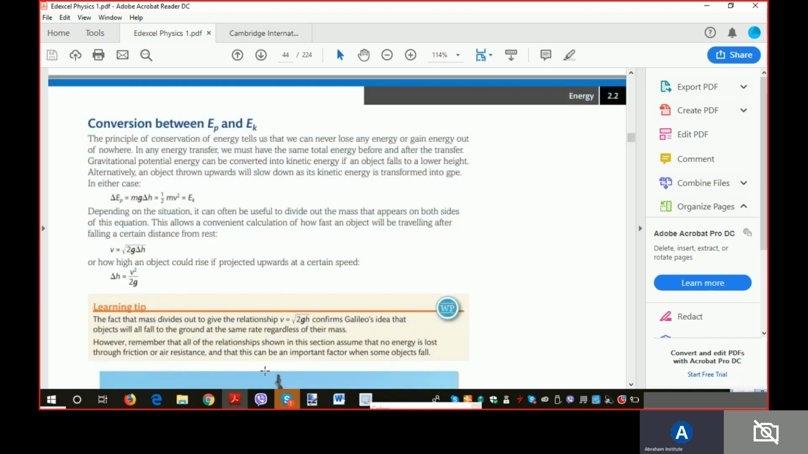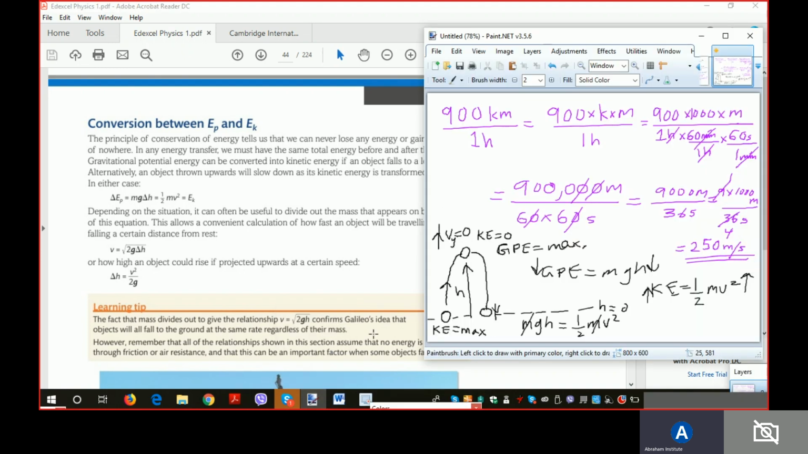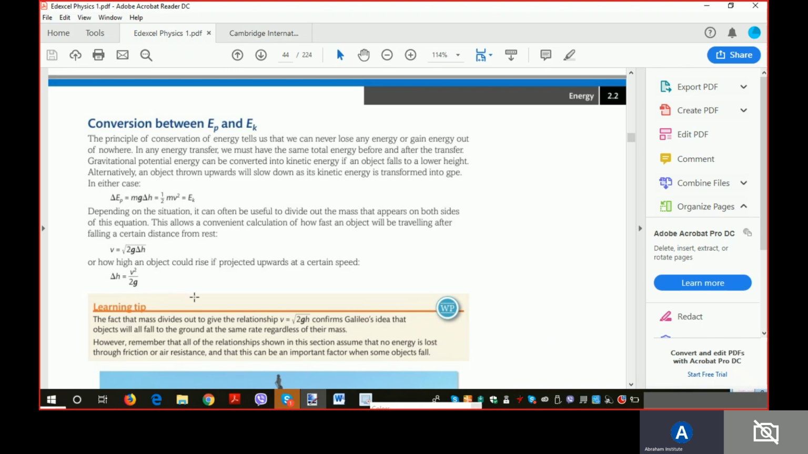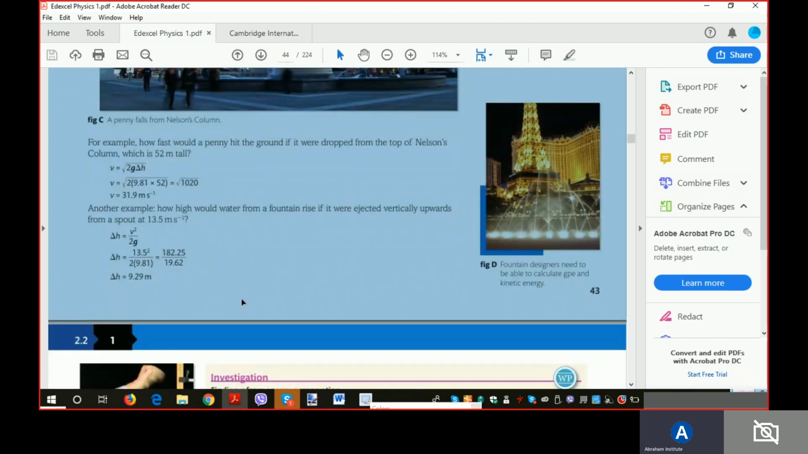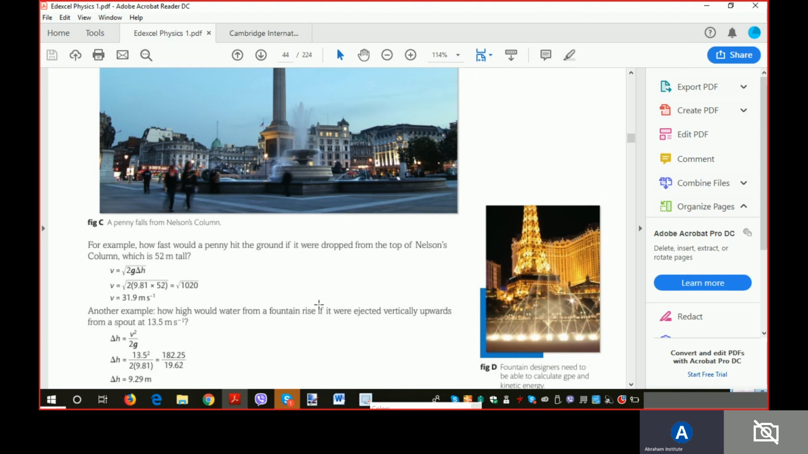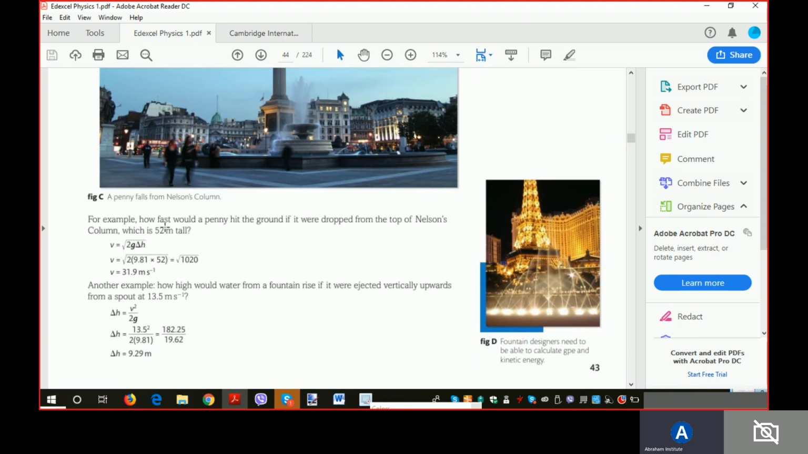Also, you can make h the subject of the equation. If you make h the subject of the equation, we will get this. All right. Any questions? No, sir. Okay, so here is an example where you have to use that now.